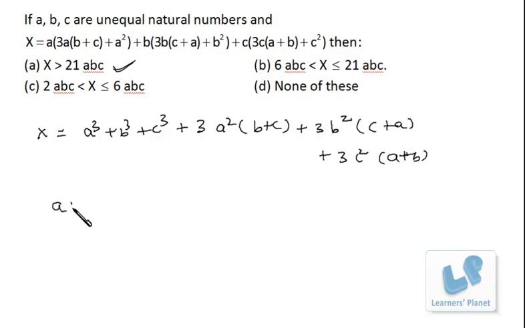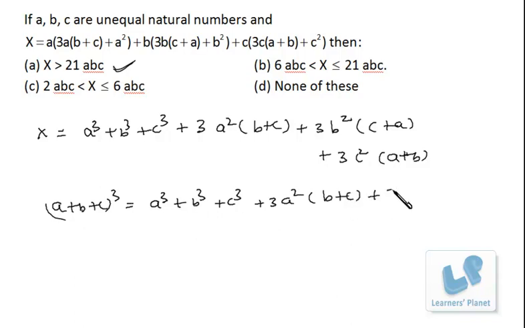Now what is the value of (a plus b plus c) whole cube? (a plus b plus c) whole cube is a cube plus b cube plus c cube plus 3a square (b plus c) plus 3b square (c plus a) plus 3c square (a plus b) plus 6abc. That is the value of (a plus b plus c) whole cube.